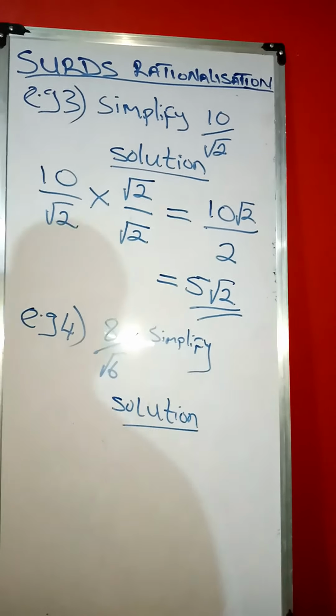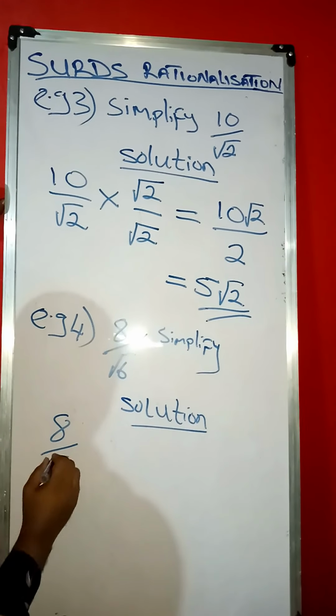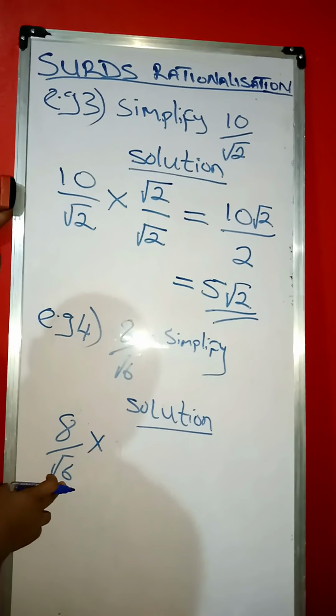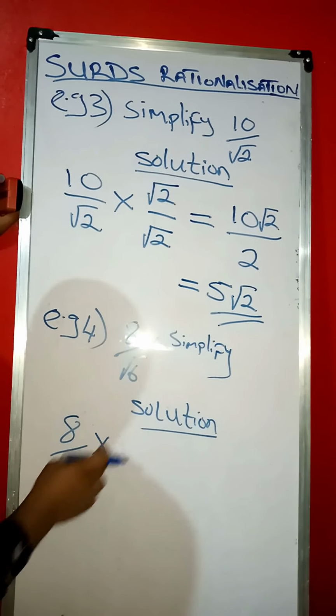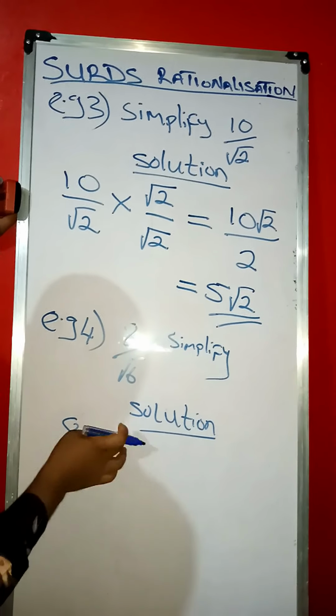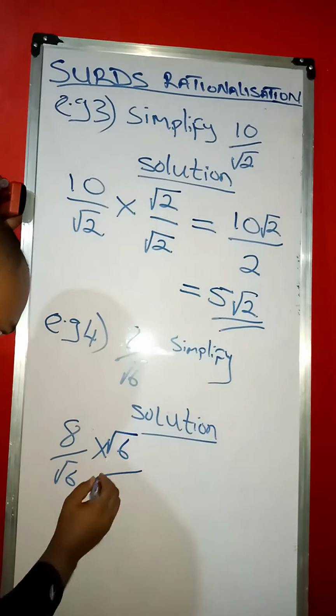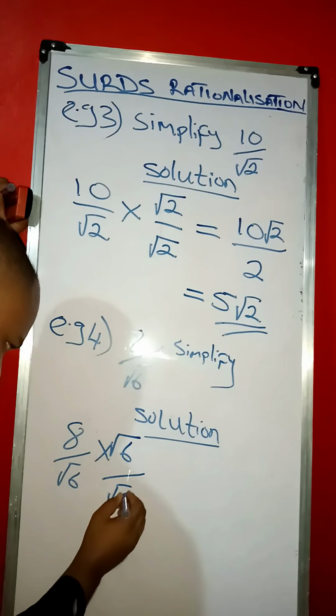My solution. I have 8 all over root 6. To simplify this, because I have this irrational number root 6 in my denominator, I'll use it to multiply both my numerator and denominator. So I'll be multiplying here by root 6. I'll be doing the same thing here, root 6.